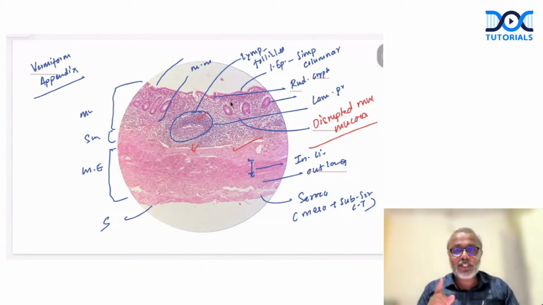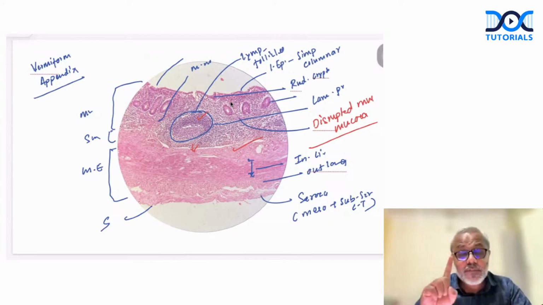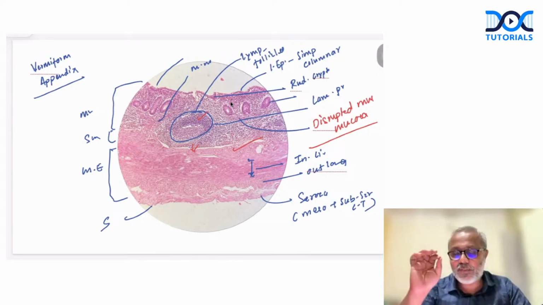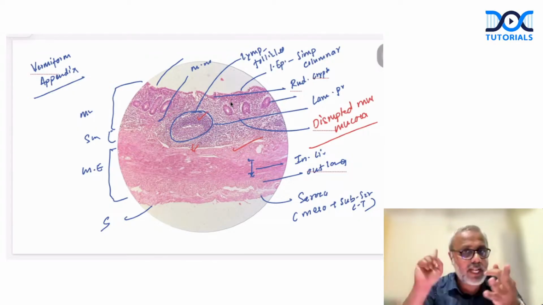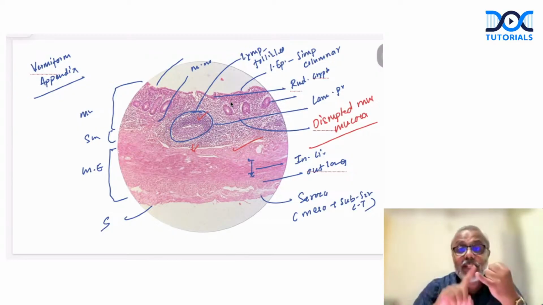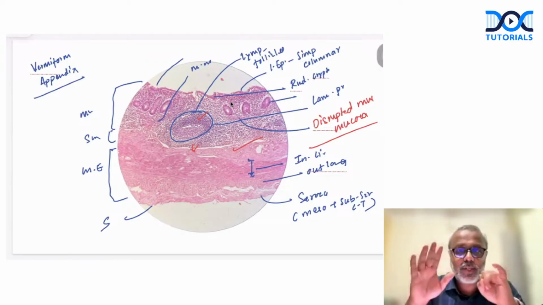So my first suggestion, always look at the layers. If you see 4 layers, then it's a slide of GIT. If the lining epithelium is stratified, it has to be esophagus, nothing else. If it is simple, then you need to rule out stomach, small intestine, large intestine. If you have villi, it is small intestine. Then how do you differentiate between the three? The submucosa should have Brunner's glands in duodenum. If Peyer's patches are there, then it is ileum. If nothing is there, then it is jejunum.